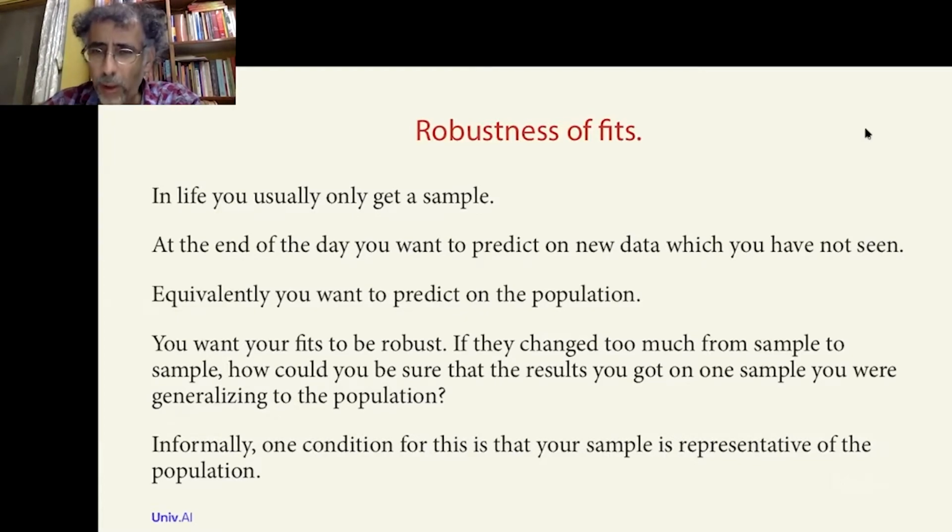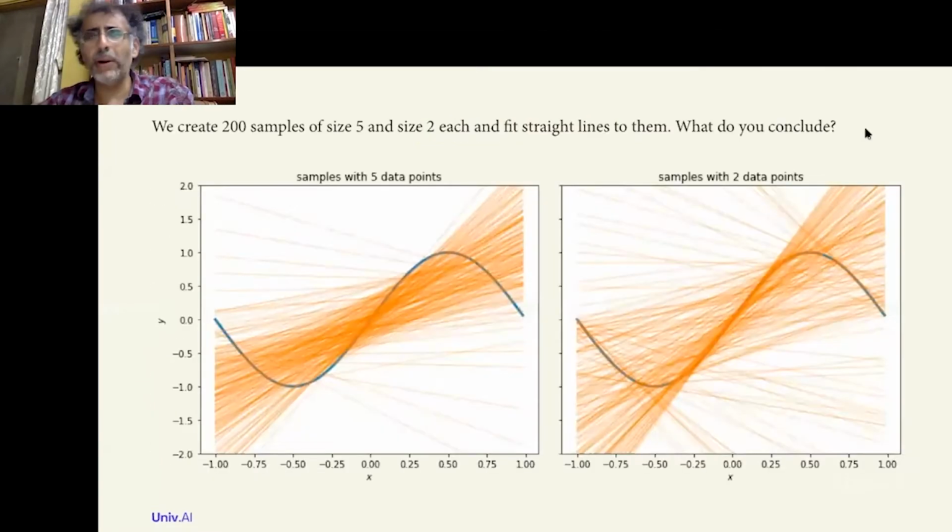So for that reason, you want a sort of large sample. But let's see what happens if you don't have a large sample. Okay, so on this left side graph over here, I said, I'm going to make samples of 5 points. So I created 200 samples of 5 points. And for each one of them, I fit a line to these 5 points. And these are the 200 lines I got.